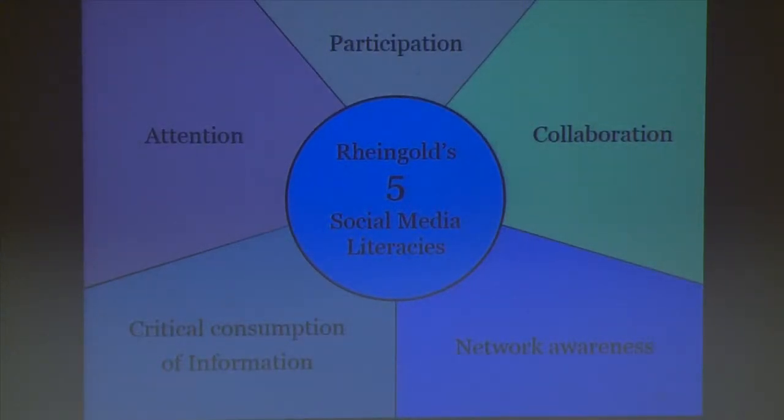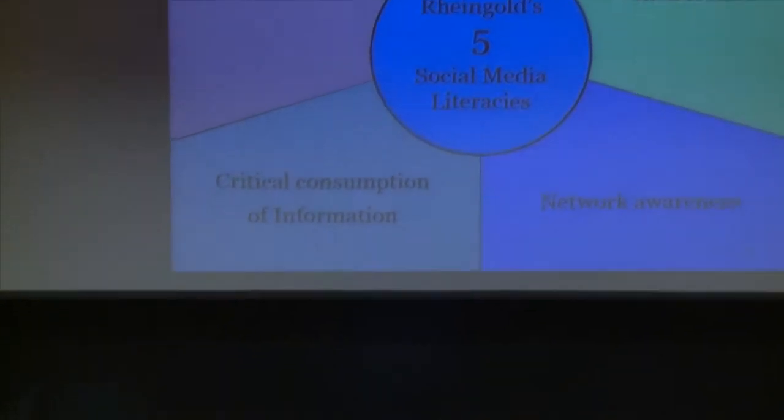Howard Rheingold, who has written the book on NetSmart, this is what he says are the 5 literacies: participation, collaboration, network awareness, critical consumption of information, and attention. How is that any different from when I was at school? Except for the network awareness. How has that changed?